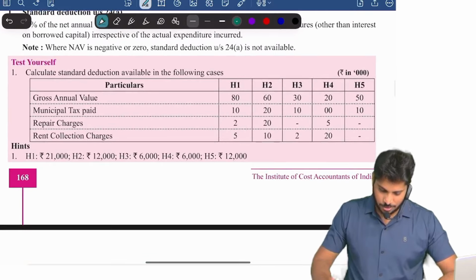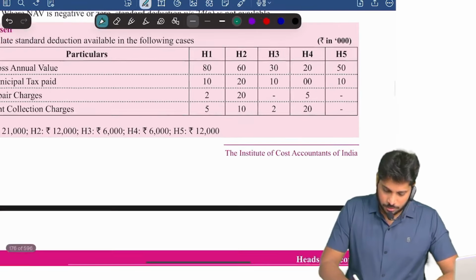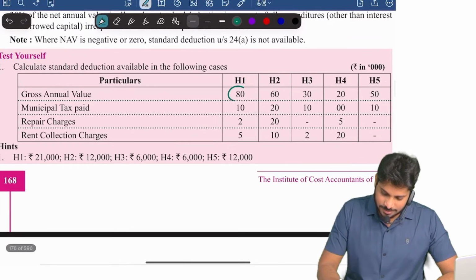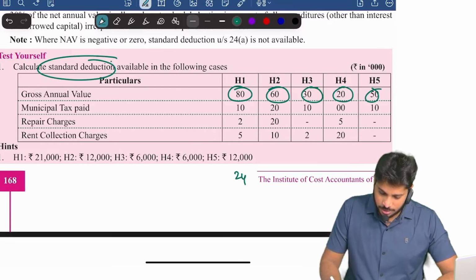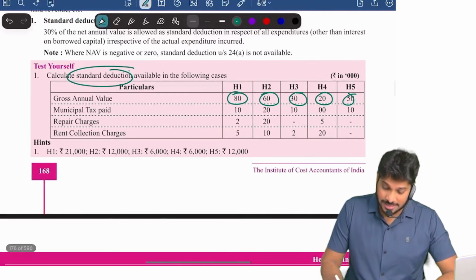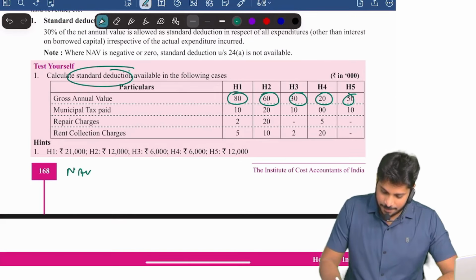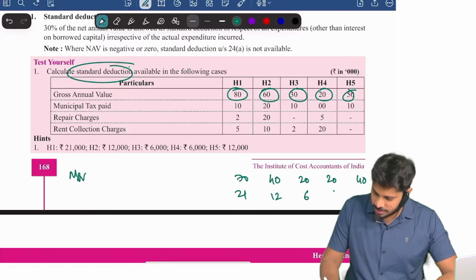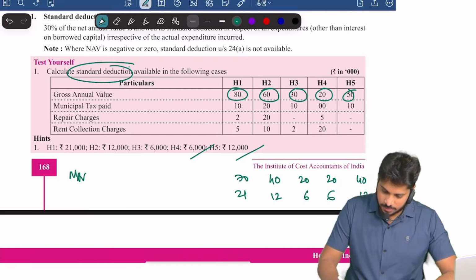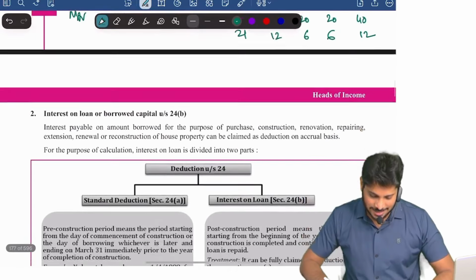Okay. Now gross annual value they directly gave. Now what is it asking? How much is the standard deduction? 30%, 24. Oh, municipal taxes paid is there. First calculate NAV. 70, 40, okay, 20, 20, 40. 30% means 21, 12. 30% means 6, 6. 30% means 12. 12, 6, 6. Over. Easy. Next.